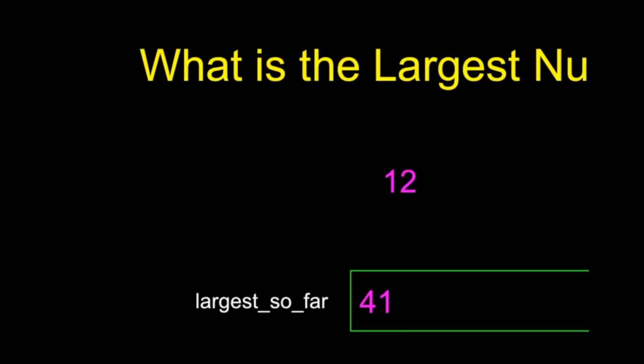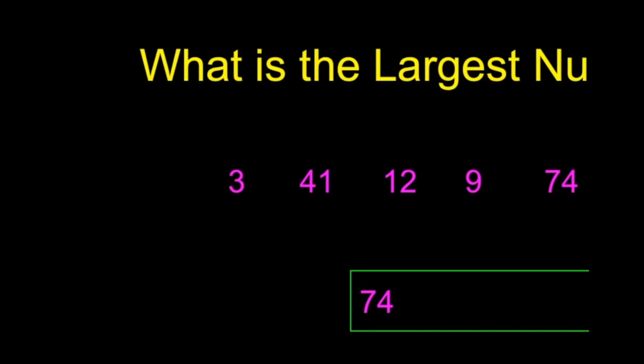12 is not bigger than 41, so we're not going to keep it. Notice this keeping thing. 9 is not bigger than 41, so there's no point to keeping it. 74 is bigger than 41, so we'll keep it. Is this the largest number? We don't know. We don't know until we're done. 15, not better than 74. So now we're all done, and hooray, we have the largest number.